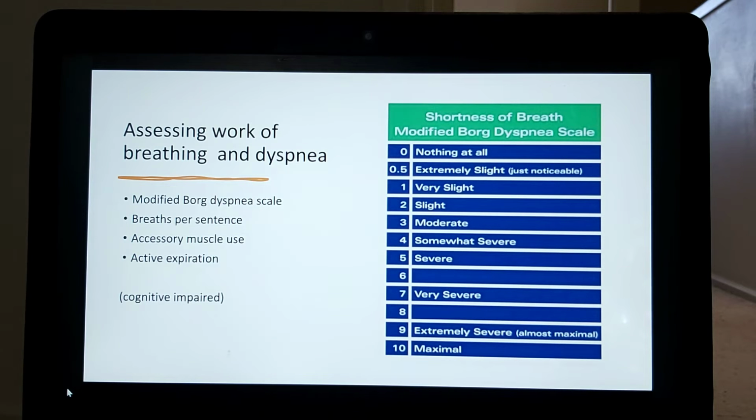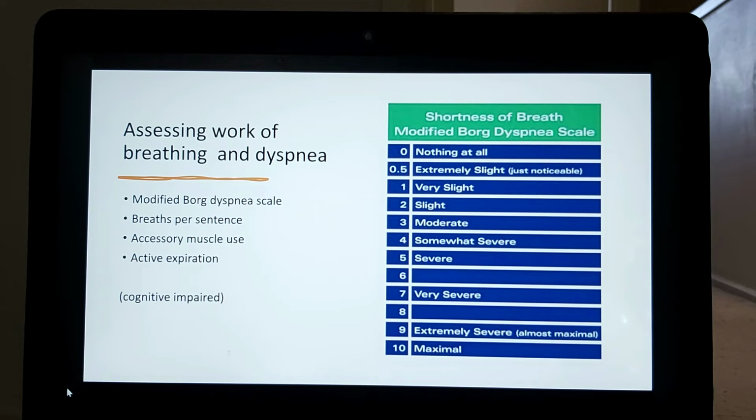Or you can also look at the accessory muscle use, that is the muscles around the neck here. Look around whether there's hypertrophy of the sternocleidomastoid around the neck, and then also look for any signs of active expiration. This is a bit tricky to see because you have to look at the tummy and raise the cloth and look at it. So always ask permission if you want to do that.